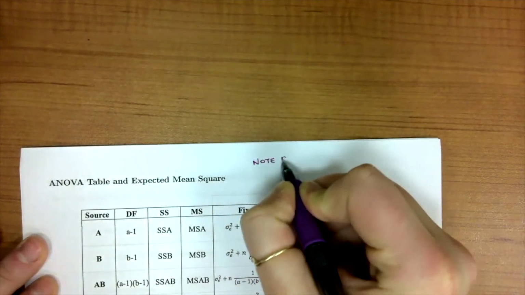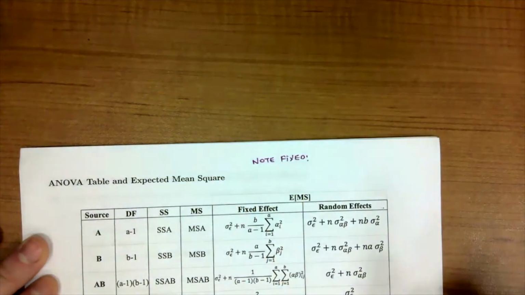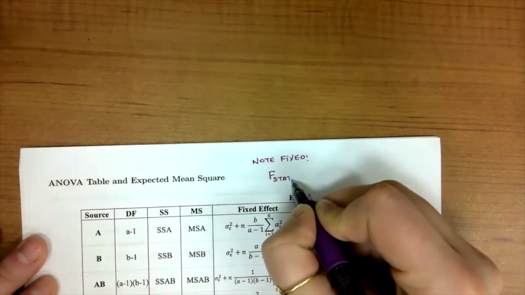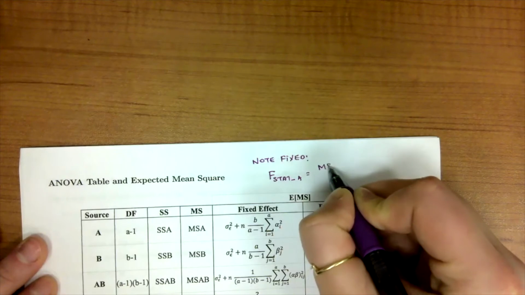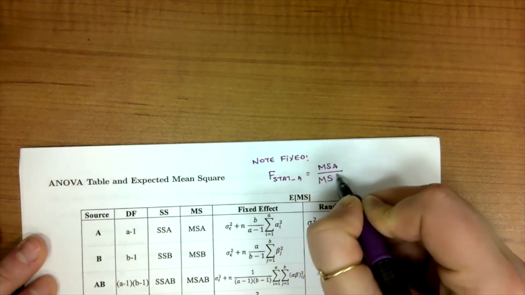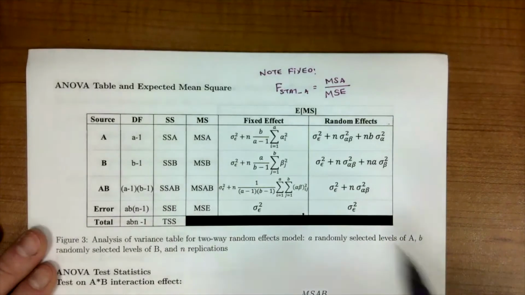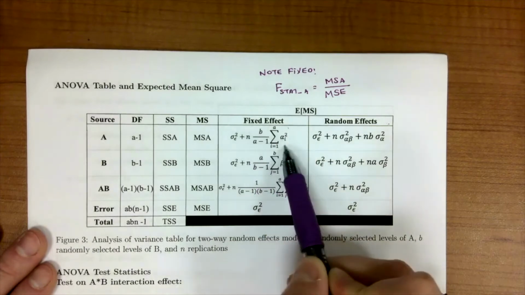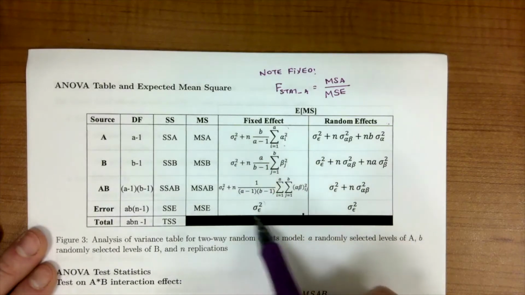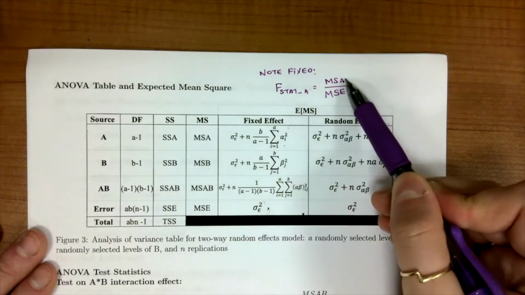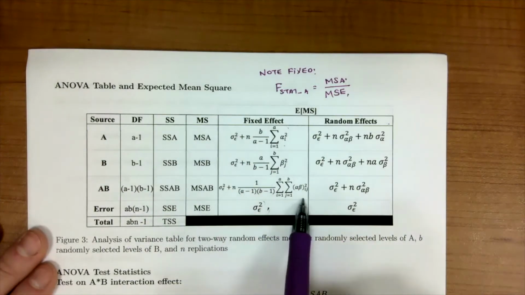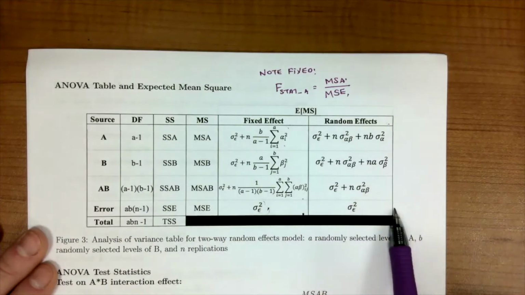note, for fixed effects, if we were to compute the F stat for A, we'd look at the MS of A over the MSE. We did that because under the null hypothesis, this would cancel out, and we'd be left with sigma squared epsilon divided by sigma squared epsilon. And that's how we got our MSA over MSE, at least the intuition behind it. We're going to keep that intuition for here. But instead of using this column with fixed effects, we're going to be using random effects.